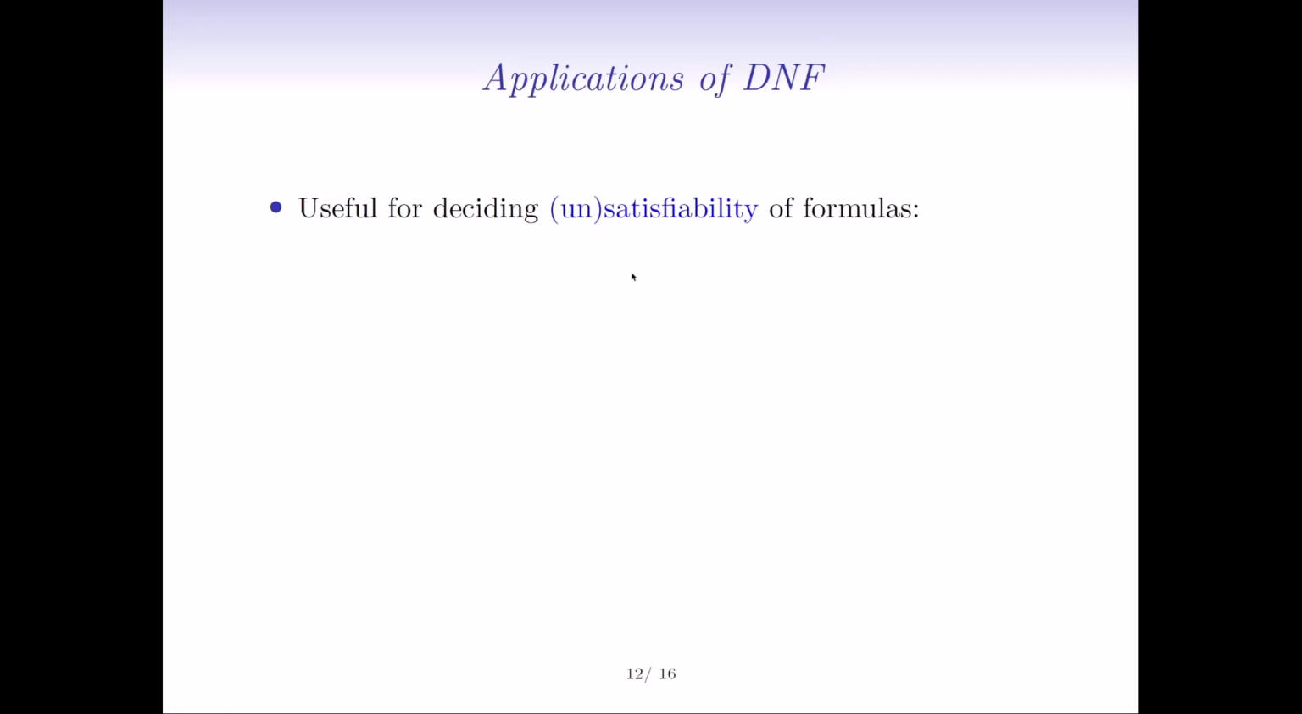So it's useful for deciding the unsatisfiability of formulas or their satisfiability in the following way. First of all, given some arbitrary formula A, first step, convert it to an equivalent DNF formula. Now that formula will have, let's say, n conjunctive clauses in it, which I'm deciding to number, as is standard in computer science, from 0 to n minus 1. So this is a big disjunction of conjunctive clauses, C0, C1, C2, all the way up to Cn minus 1.